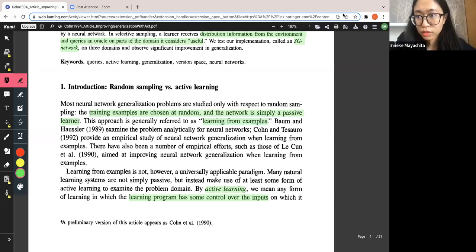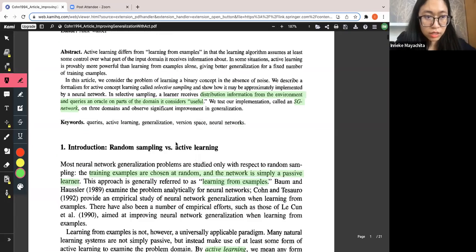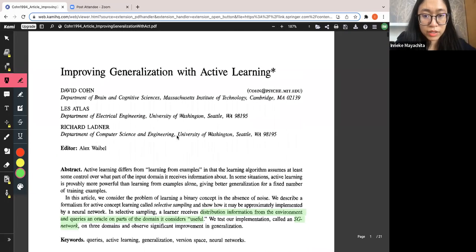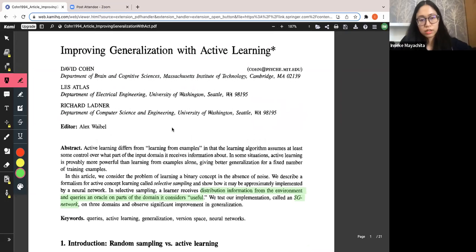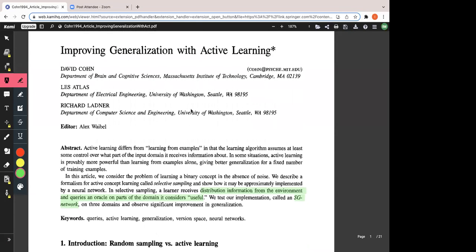So I'm going to share my screen. Yeah, can everyone see my screen? Yeah, it's all good, Inneke.